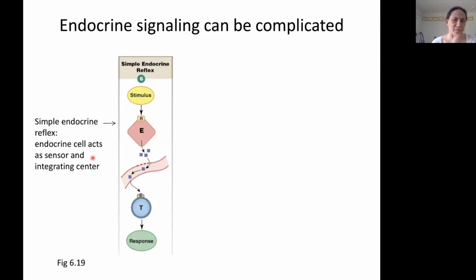Okay, and then finally, I think this is the last slide for this portion of this lecture. Endocrine signaling can be complicated, okay? But first of all, endocrine signaling can be simple, right? So this is an example of a simple endocrine reflex. What happens in a simple endocrine reflex is that the endocrine cell or endocrine gland acts as both the sensor and the integrating center, right? So it'll detect, for example, that blood glucose is low, okay? And then it'll send out a hormone that then rectifies that situation, okay? So that's a simple endocrine reflex.